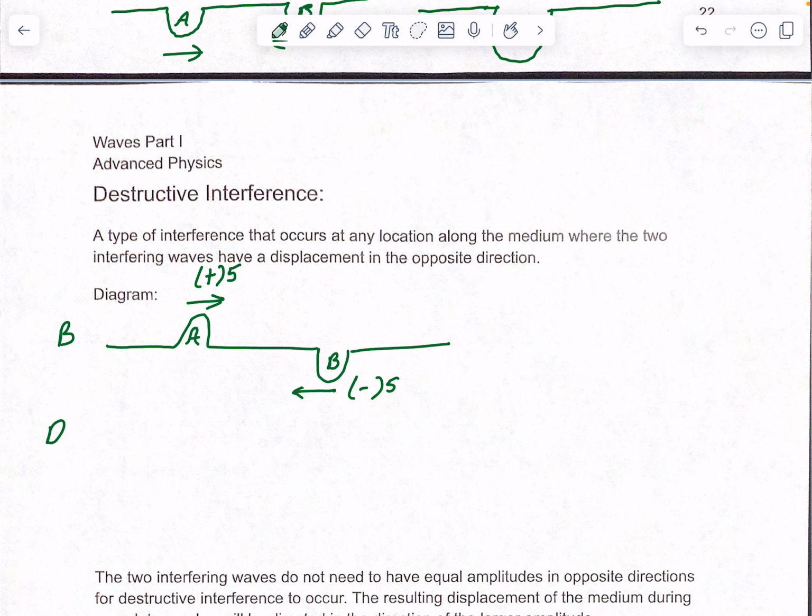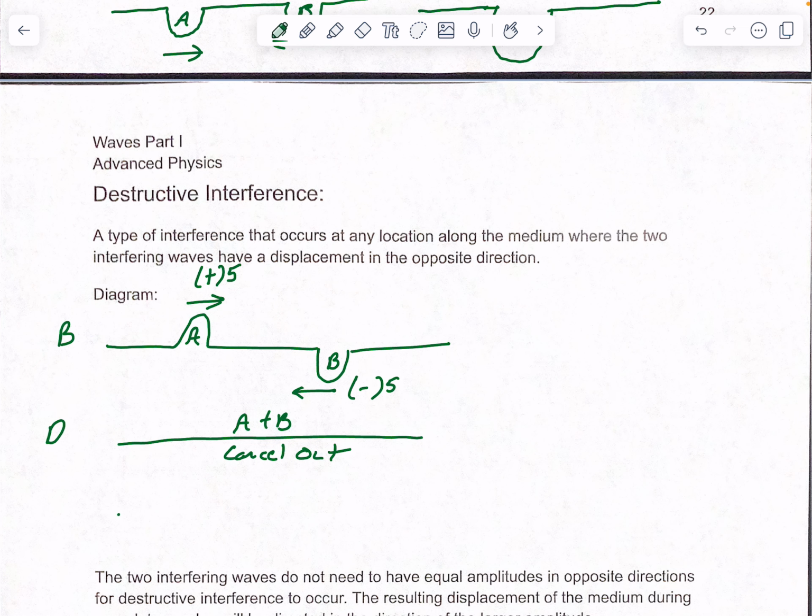So when they meet, a positive 5 and a negative 5, if you add those together, they're going to cancel out to 0. So this is basically what the wave would look like. There's still technically a wave going on, and it's still A plus B, but they've canceled each other out once they meet in the middle. And once they cancel each other out, they've done their thing, they'll keep moving on.